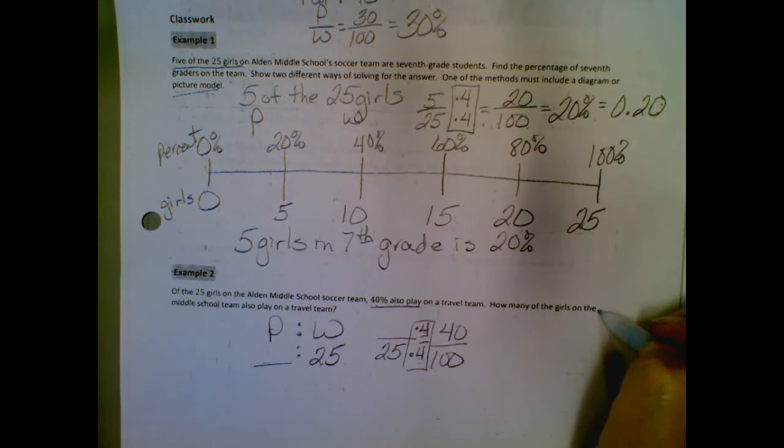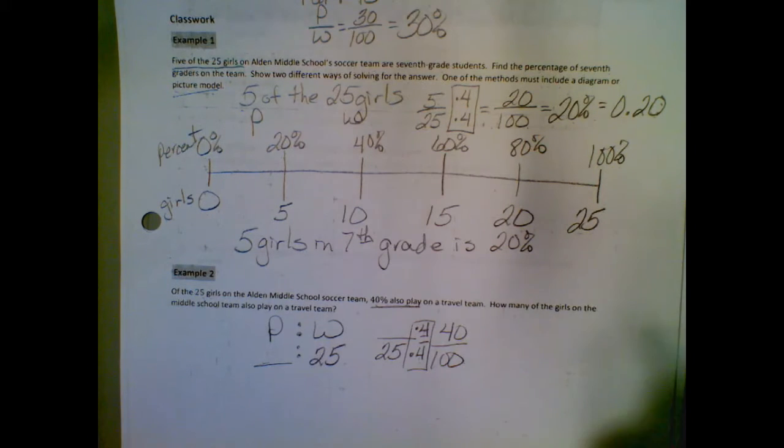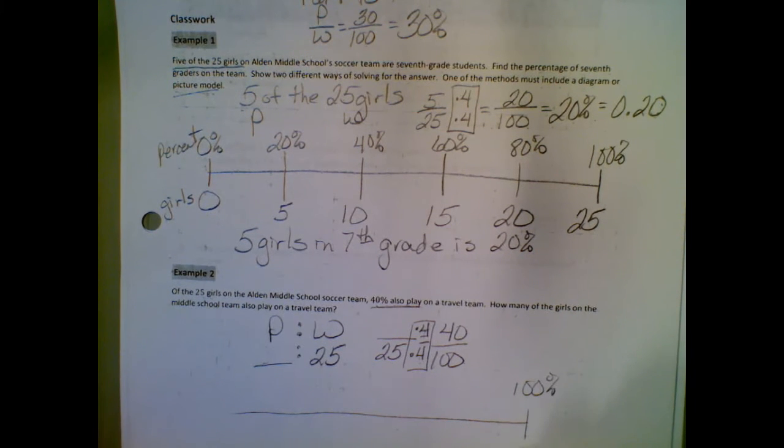So we would have this. We could also show another one of our number lines on there. It doesn't necessarily ask us for it. However, we could set it up the same way. 100% is the 25 girls.